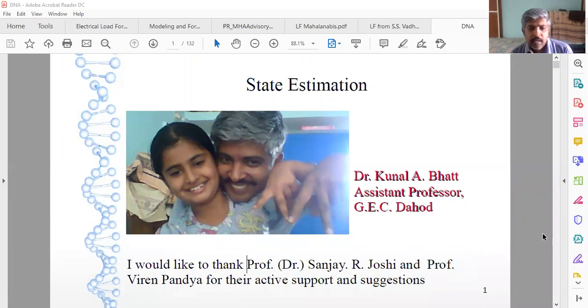All the students, I would like to welcome you all to this third session of state estimation. Today we will discuss the Gaussian probability curve and bad data identification technique. Also, in between we will discuss some attributes of least square estimation, which will be useful while we are identifying the bad data from the measured data.